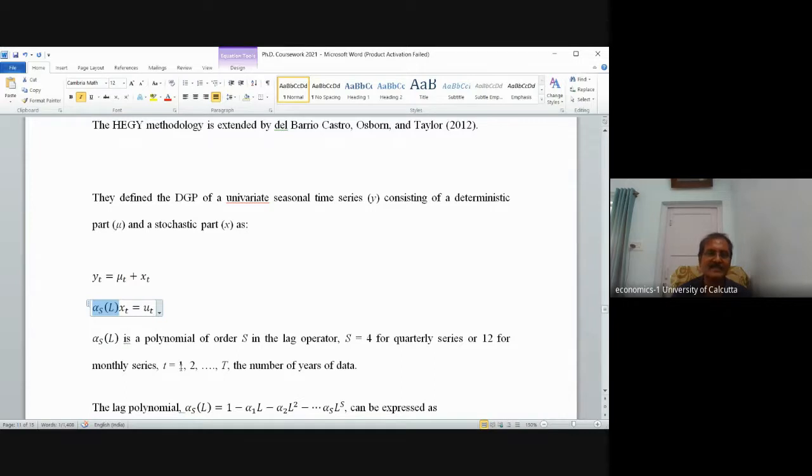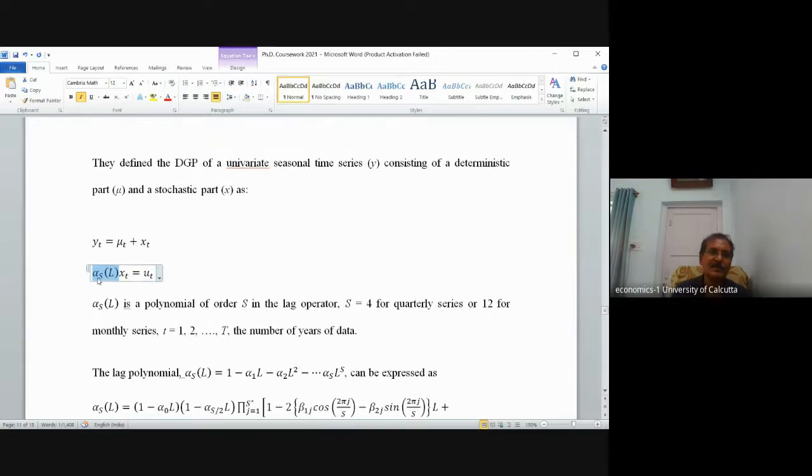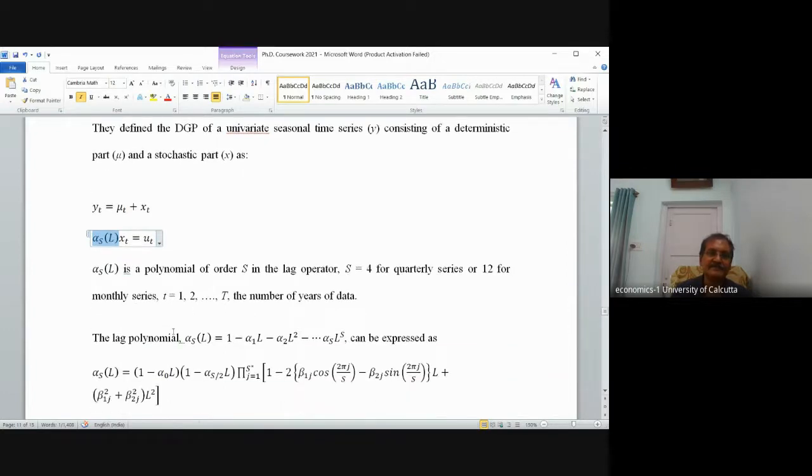For quarterly series, s is equal to 4. For monthly series, s is equal to 12, etc. So you can write this polynomial alpha s L in expanded form in this way: alpha s L is equal to 1 minus alpha 1 L minus alpha 2 L square minus, and so on, up to alpha s L to the power s.